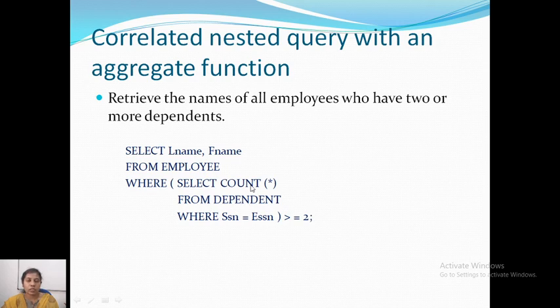When you use this function for the entire table, it will give you a single value, and that value you have to compare. Here, for each employee tuple, it will execute this and check the condition. If this condition returns true, from that tuple you take first name and last name.